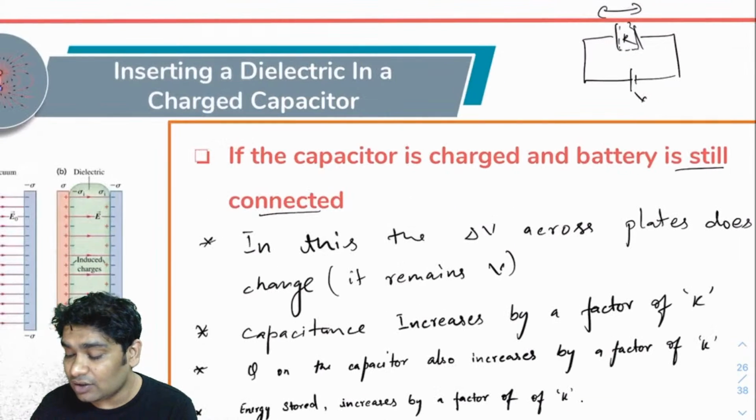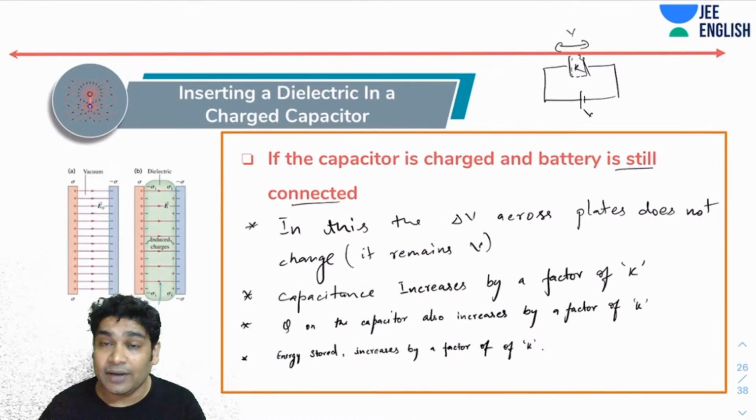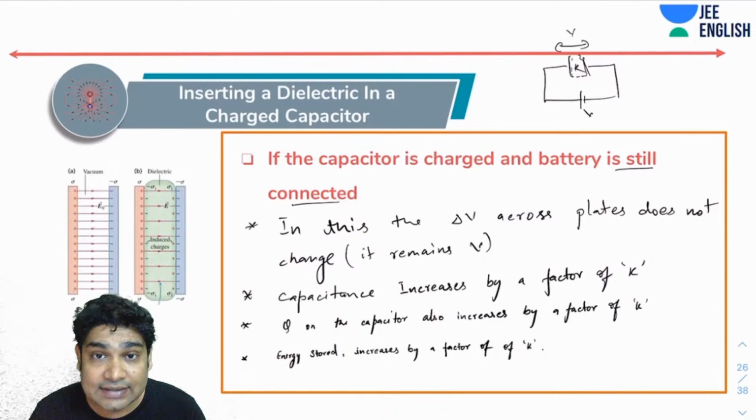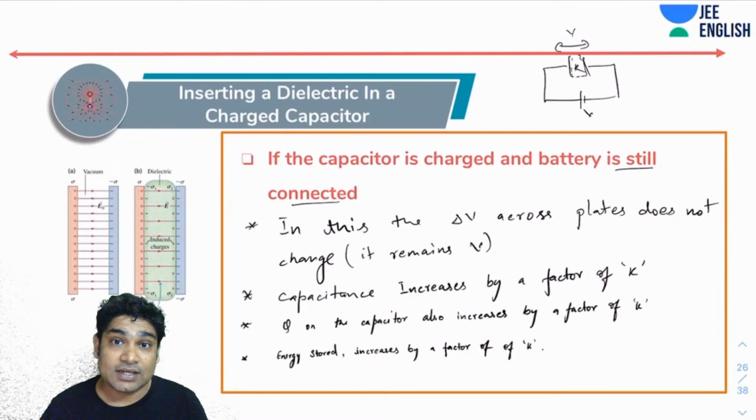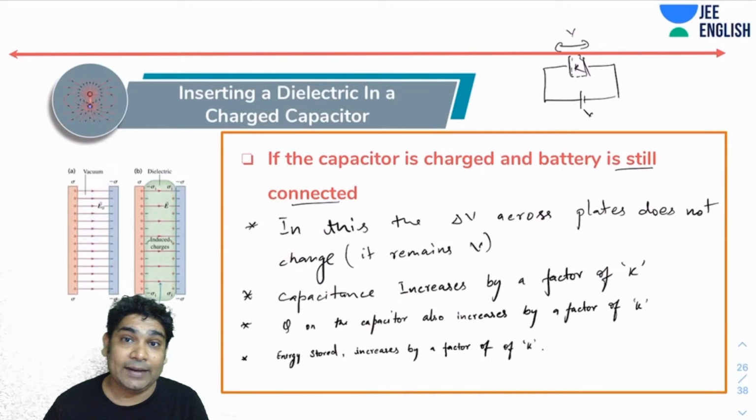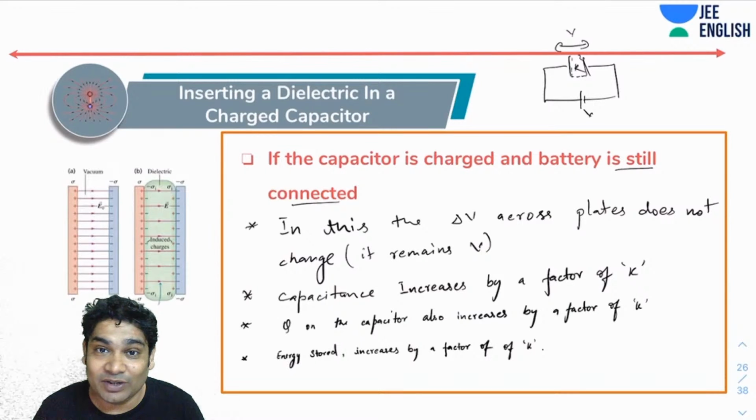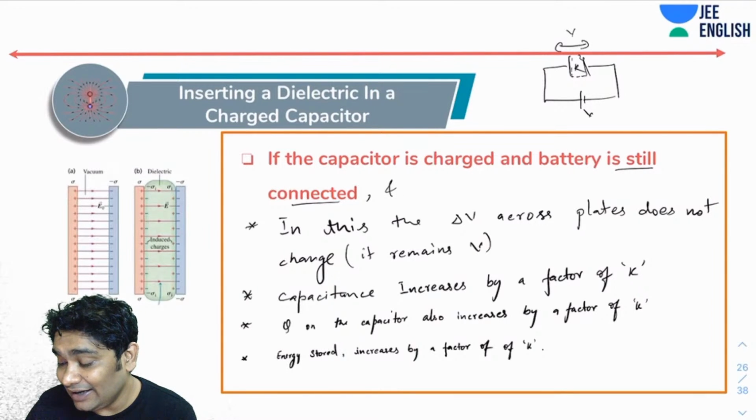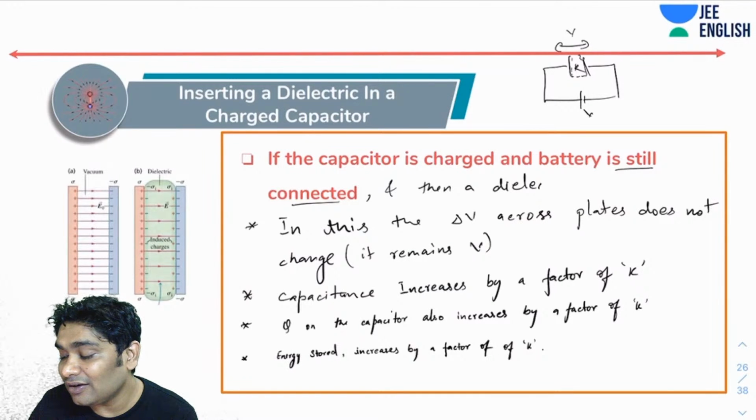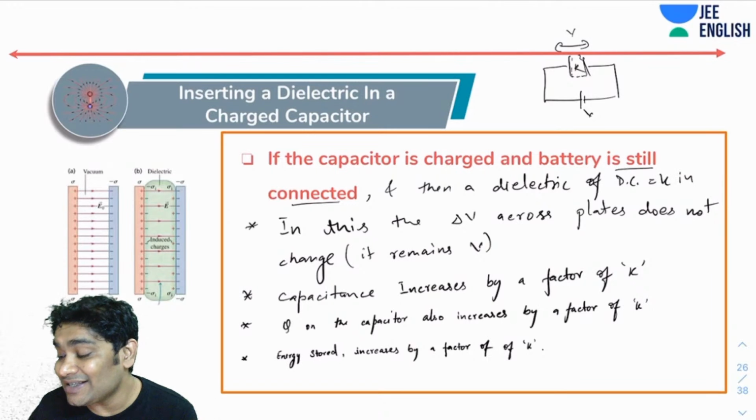So please remember these four things about this case. As I said, this is asked in your boards and in your school examinations a lot. You will have this kind of direct question. So please be really, really familiar with this. If a capacitor is charged and the battery is still connected, and then a dielectric of dielectric constant K is inserted.